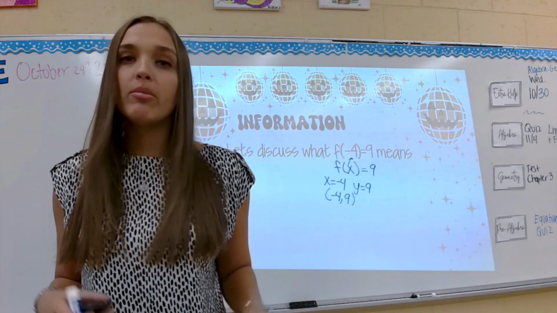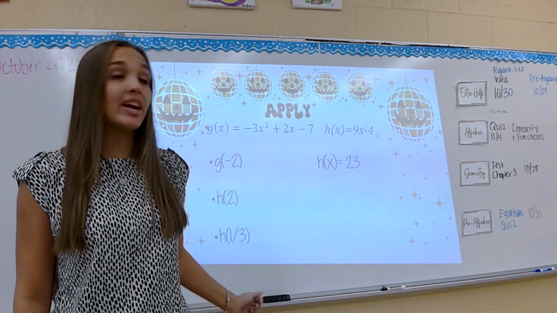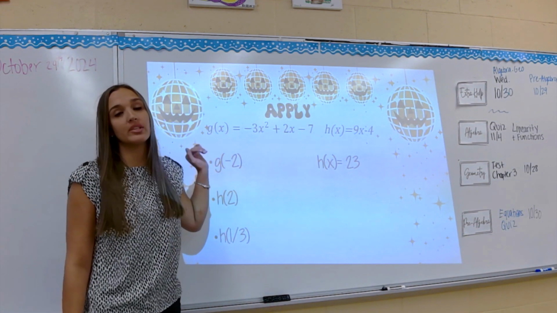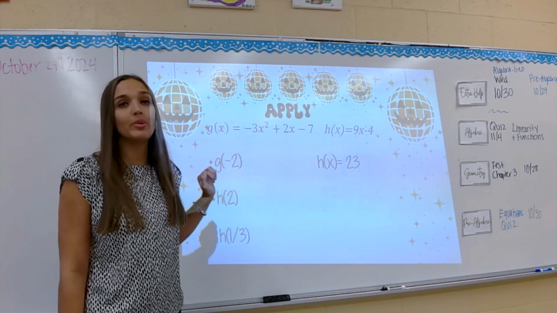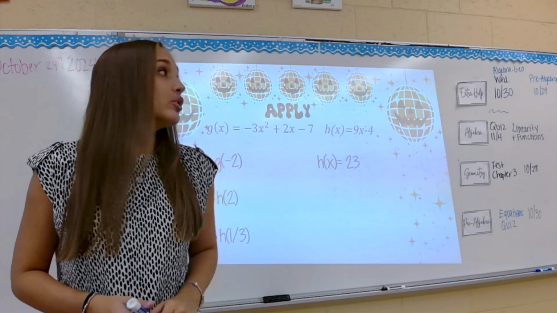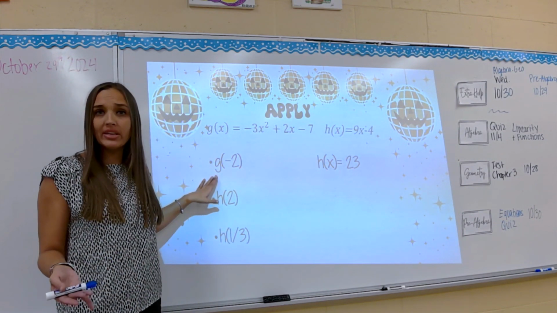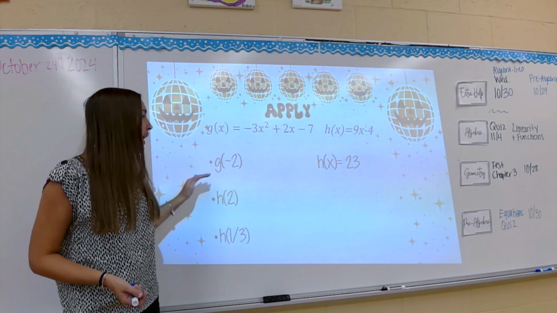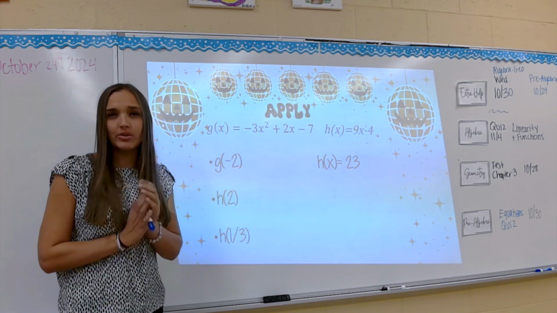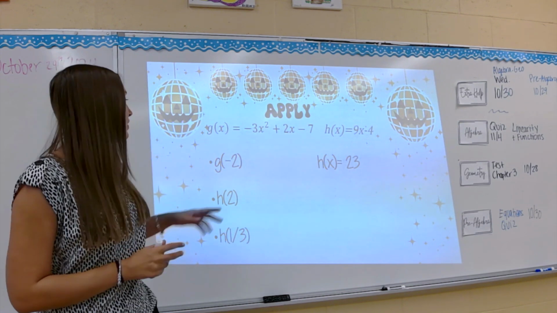Let's take a look at a problem where we're thoroughly discussing how to do this. So let's try some practice problems. We're given g of x equals -3x squared plus 2x minus 7, and h of x equals 9x minus 4. I have g of -2. I'm going to plug that into my g of x equation. I'm not going to plug it into my h of x equation, right? Those are not the same.